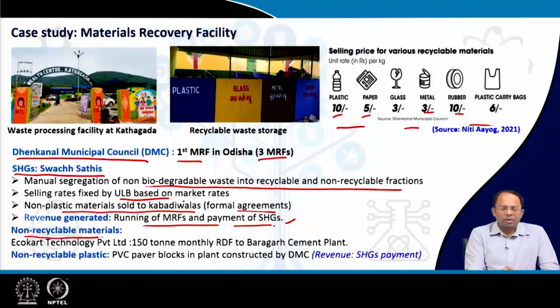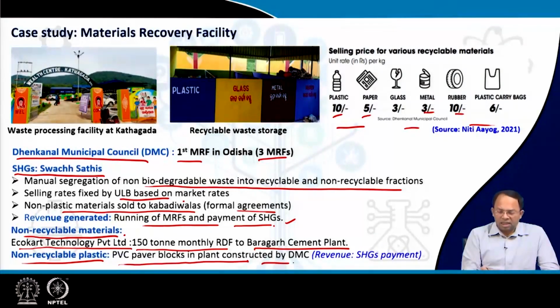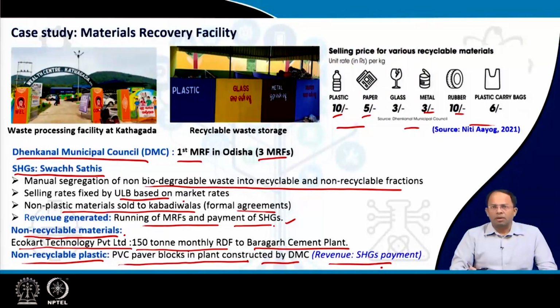The non-recyclable materials which cannot be recycled directly, we can have the option to make into refuse derived fuel. So they have employed EcoCar Technology Private Limited. They collect around 150 tons of RDF and they take it to the Baragarh cement plant where it is used as fuel. And non-recyclable plastics are converted into PVC paver blocks in a plant constructed by DMC themselves. Whatever revenue is generated by this plant is again used for payment of SHGs, self-help groups, right?